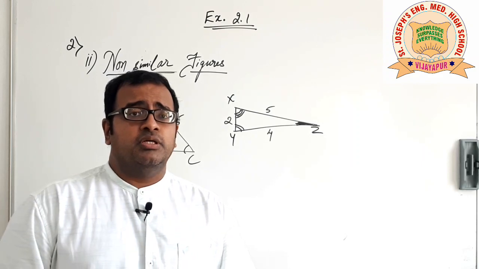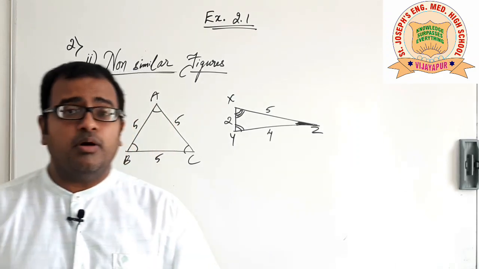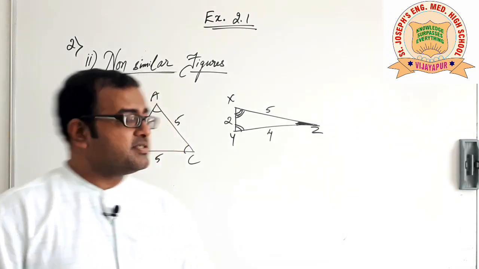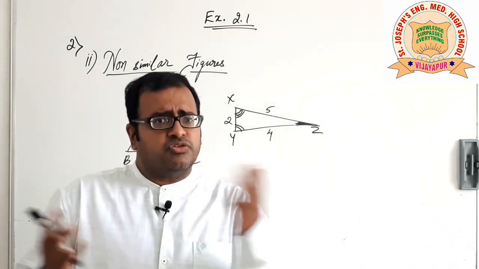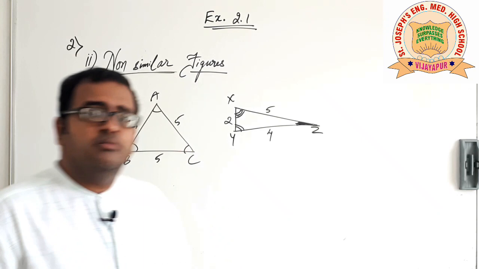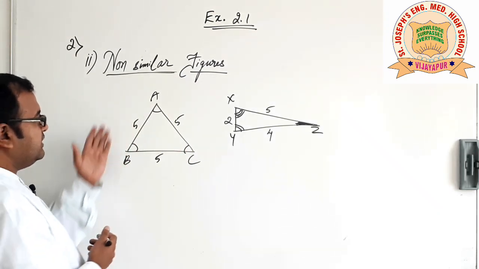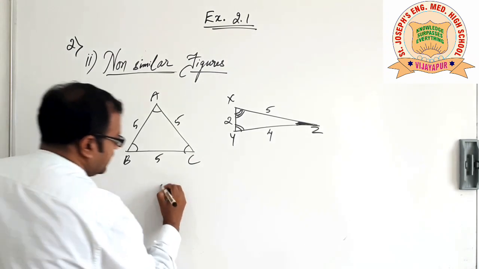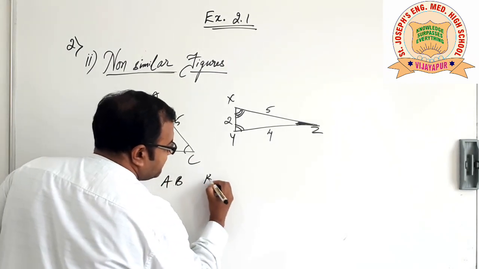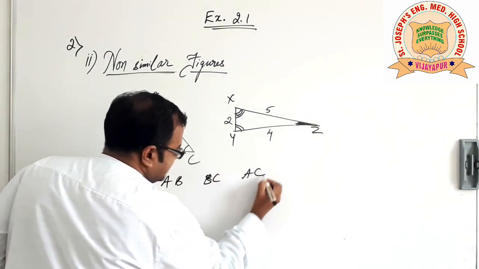The second sub question is about giving an example of non-similar figures. I am taking two triangles here. Triangles, obviously we feel that both are three-sided figures, so they must be similar. Not so. Let us see why. Here all the three sides are 5 centimeters. I am taking 5 units. So let me name them AB, BC and AC.